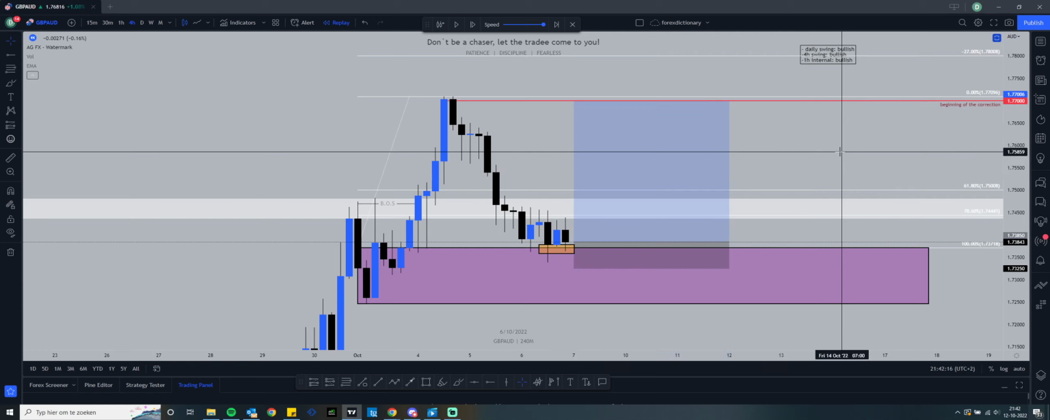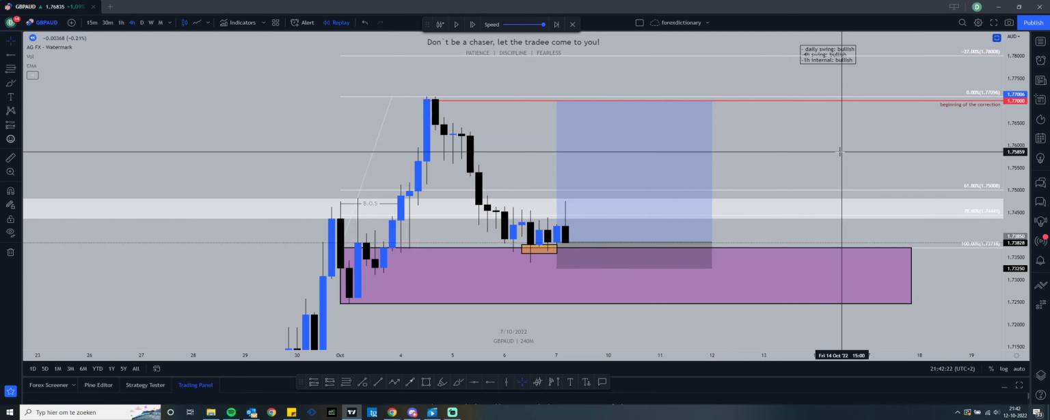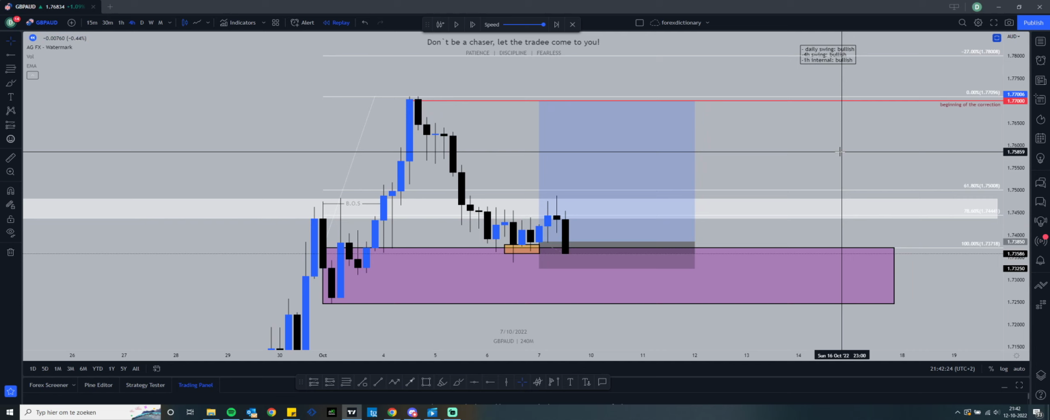So this is how I would set up a deceleration entry. Now we have the next candle, which taps us in. Next candle, next candle.